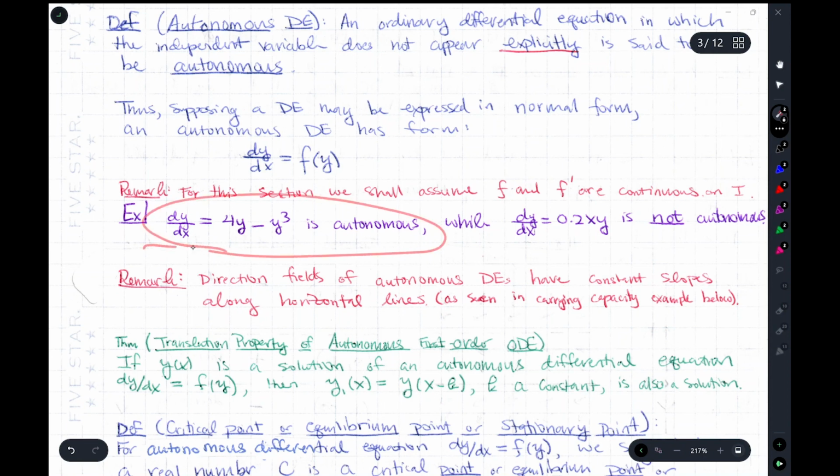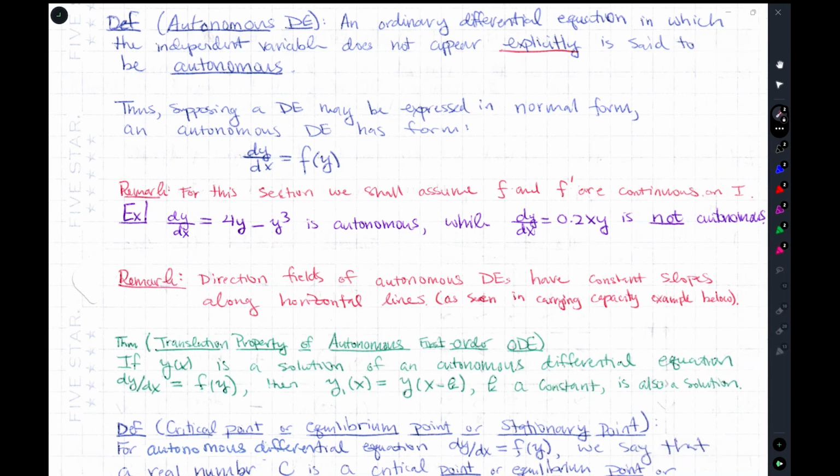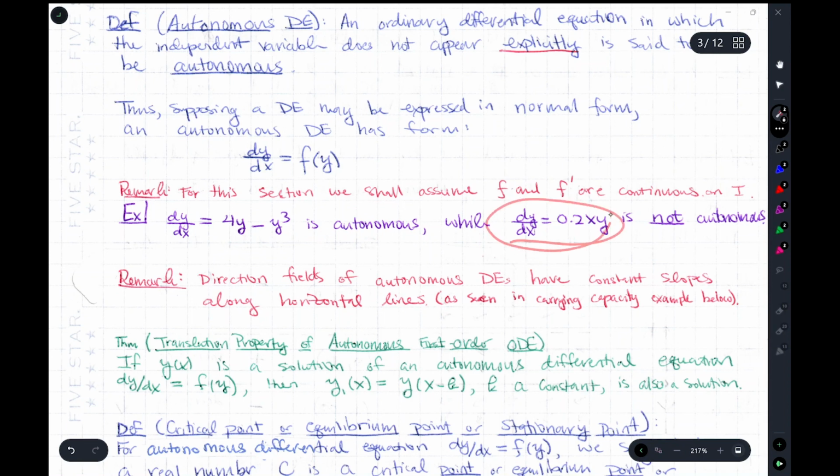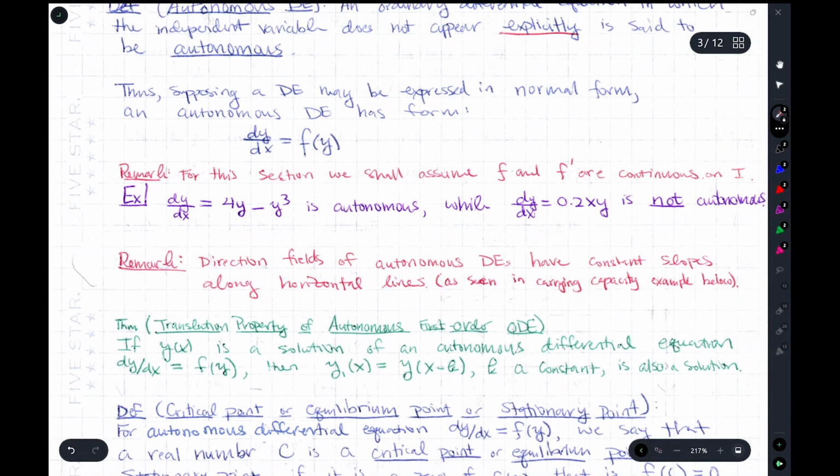So let's look at this differential equation here. On the left-hand side, we've written it in normal form. On the left-hand side, we have a dy/dx. On the right-hand side, do we see an x? Do we see the independent variable explicitly written? No. Therefore, it's autonomous. Will we get solutions that depend on x? Yes, but we don't see it on the right-hand side there when we write it in normal form. On the other hand, let's take a look at this differential equation. We look to the right, we see an x. Okay, there's an x right there. And so this is not autonomous. This differential equation is not autonomous.